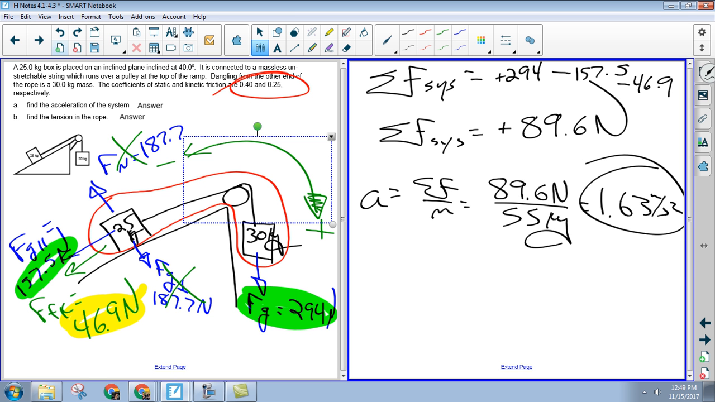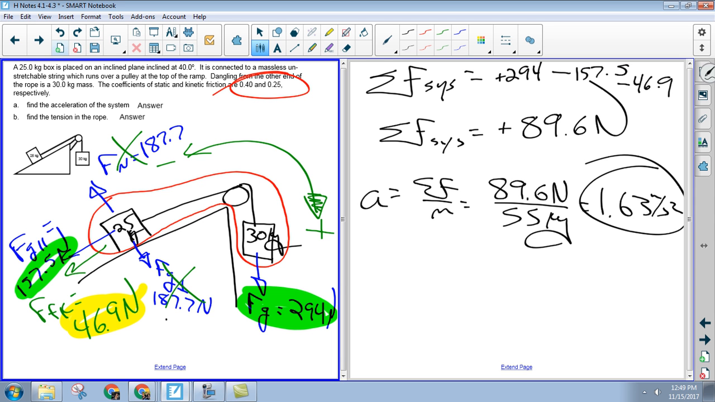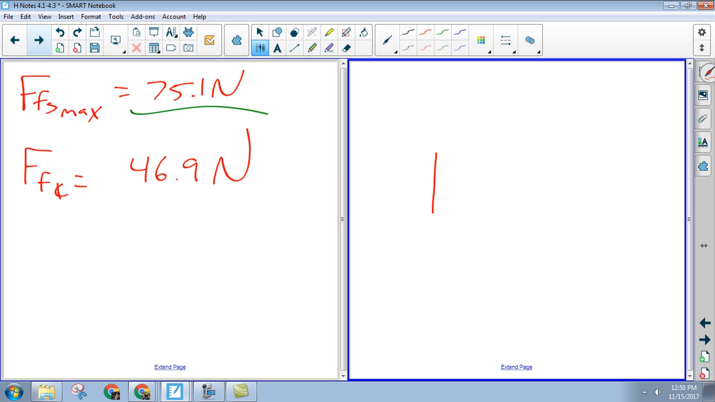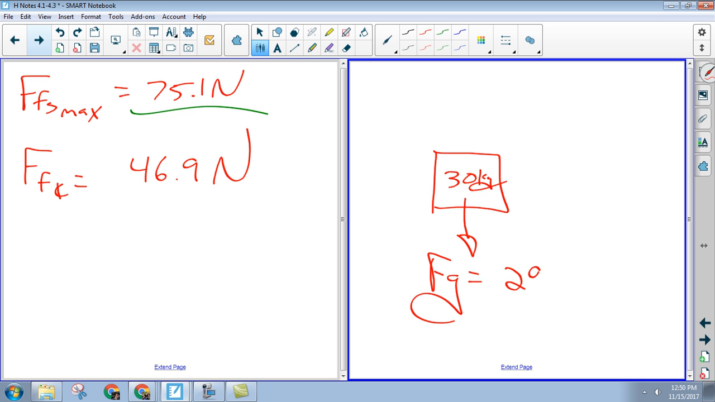Okay, so are we good? All right, so we've got our acceleration. Now, to find the tension, what we're going to do is pick one of the individual objects in our system. So, which of the two objects is going to be the easiest to analyze to find our tension? The 30, right? Okay, so let's do that. All right, so here's the 30 kilogram mass. What are the things we know about it? Well, we know gravity is pulling it down with a force of 30 times 9.8, so 294.